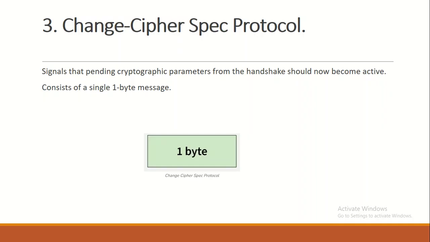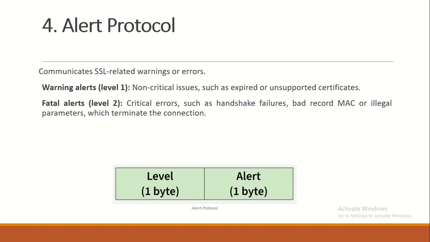And further, the change cipher spec protocol. In this protocol, each cryptographic parameter mentioned by the handshake is represented by 1 byte. And the fourth one is the alert protocol. It has two levels: one is warning alert, another one is fatal alert. Each fatal error is its own type of error.